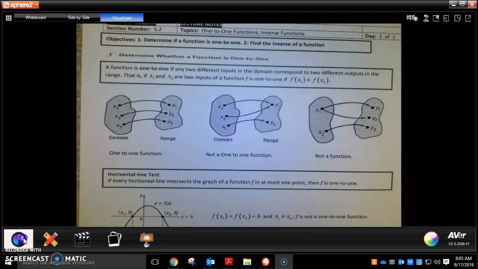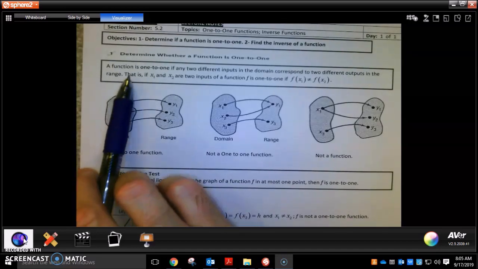Hi guys, today we're going to start chapter 5. We're going to start off with section 5.2, which is called one-to-one functions and inverse functions. The first thing is we're going to talk about one-to-one functions.